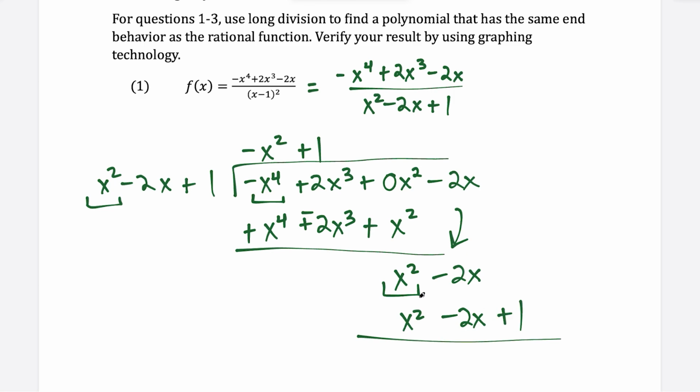And we're subtracting this here. So I could just change the sign of everything. And that's going to accomplish the same thing. So x squared minus x squared cancels. Negative 2x plus 2x cancels. And then we have minus 1 left on bottom. Okay, so we have negative x squared plus 1. And then I have minus 1 over, and we originally divided by x squared minus 2x plus 1.